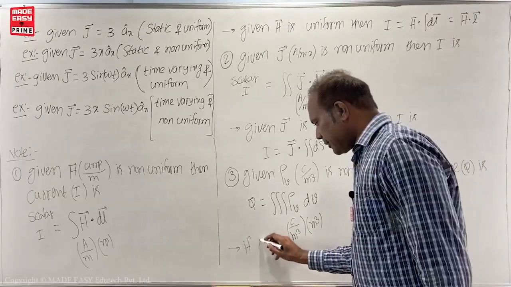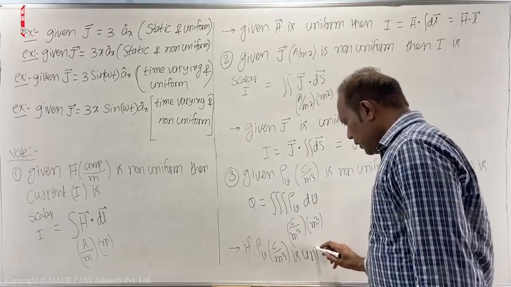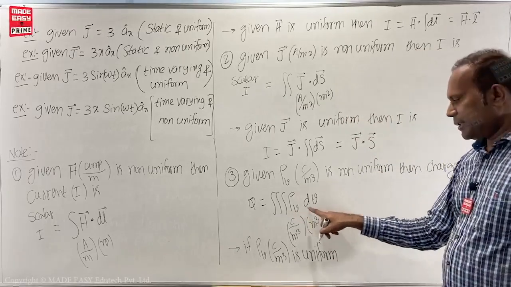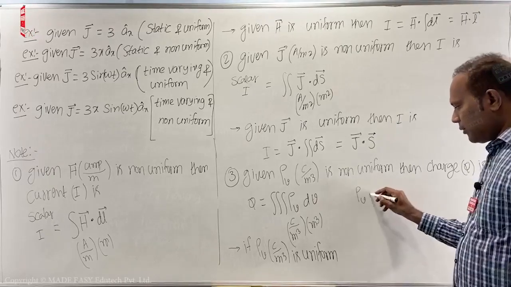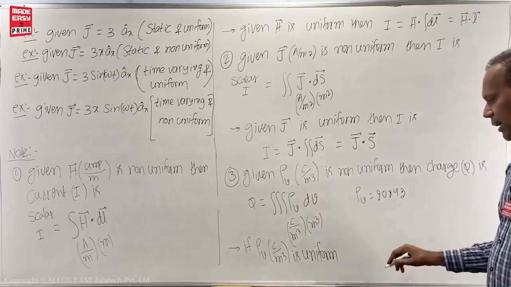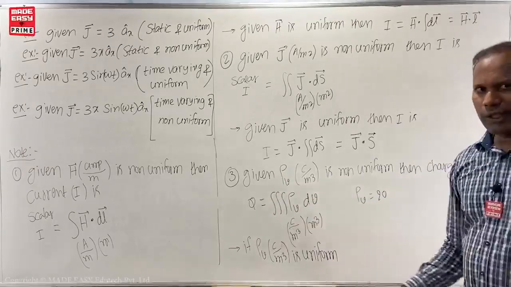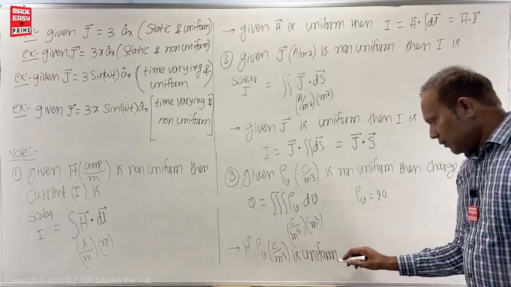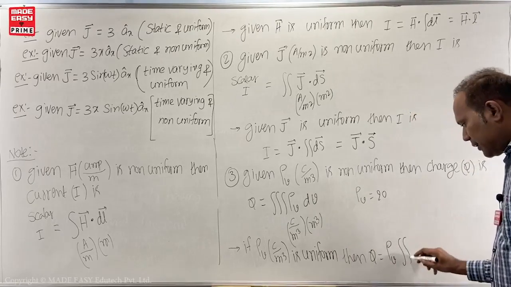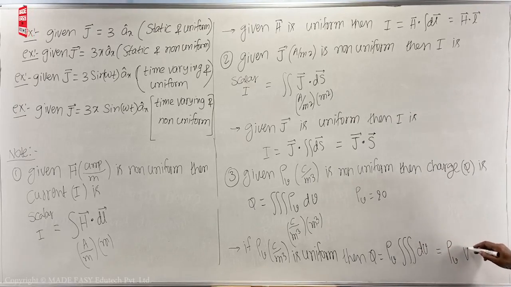So if rho v is uniform, it means it is not a function of distance. For example, if rho v is equal to 20 xyz, then xyz is there, which means you have to put it inside the integral. If rho v is 20, then that is constant, so you can take it outside the integral. In that case, if rho v is uniform, then charge is equal to rho v comes outside, so triple integral dv, that is nothing but rho v into total volume.